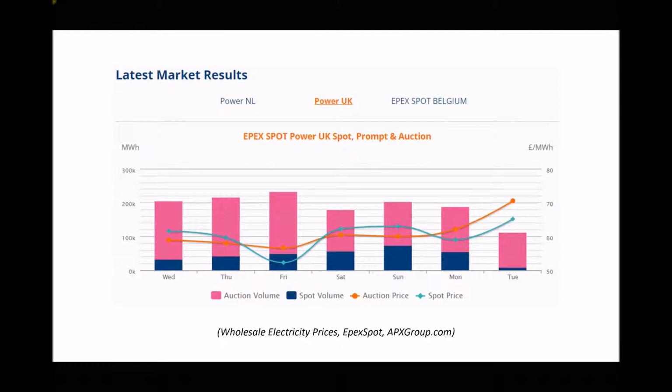So the wholesale price of electricity is very volatile. We see just in 1 week here, lows of around £52 per megawatt hour and highs of around £71 per megawatt hour. So there's a huge amount of volatility in the market. And these are daily averages. If we were to look at, say, hourly averages, then the spikes would be much higher.